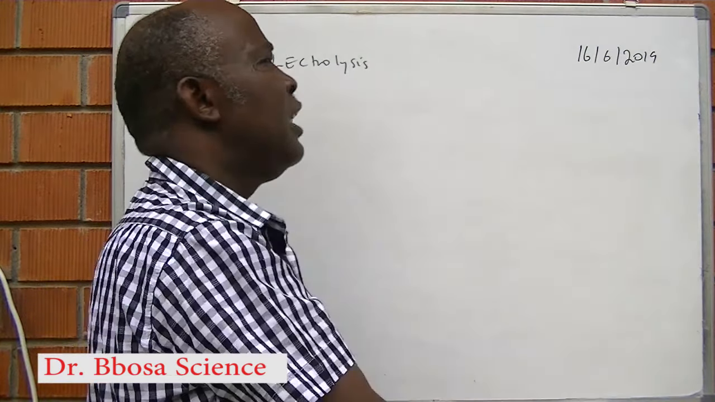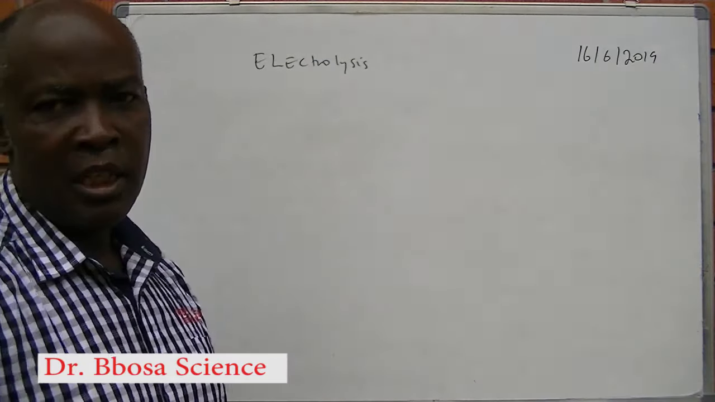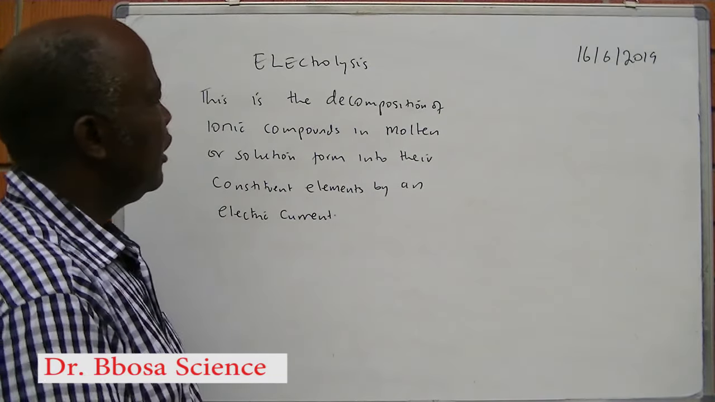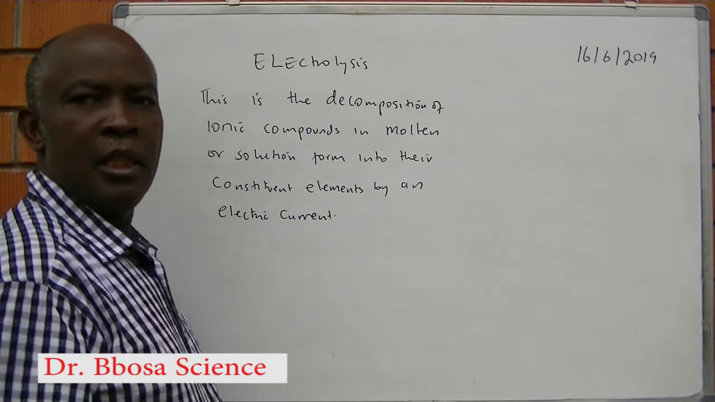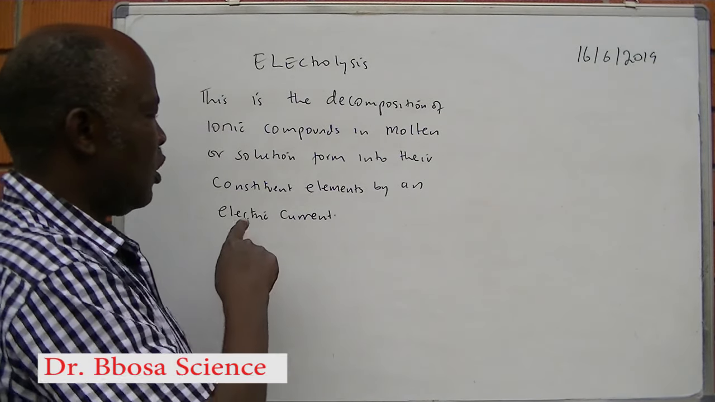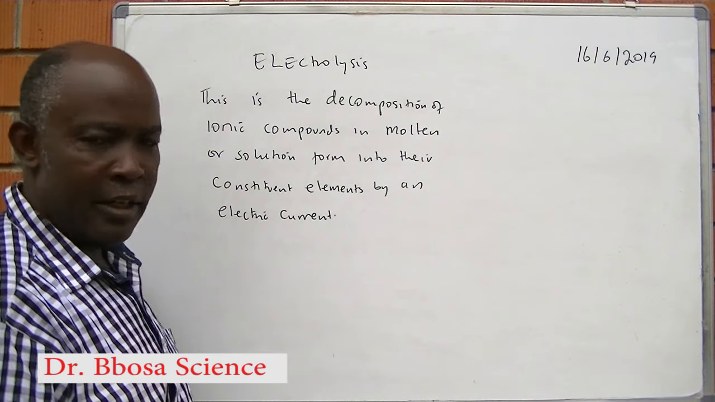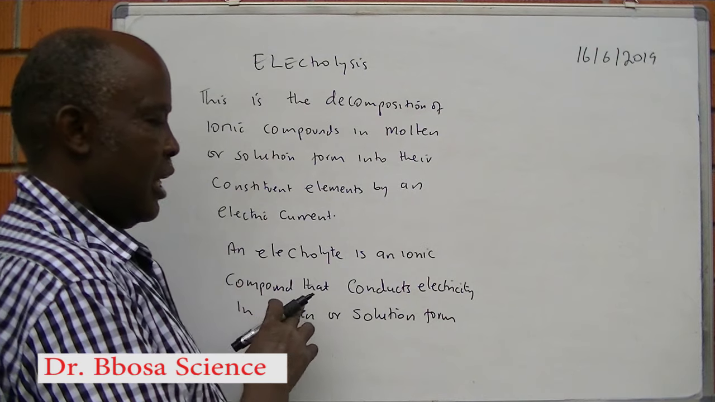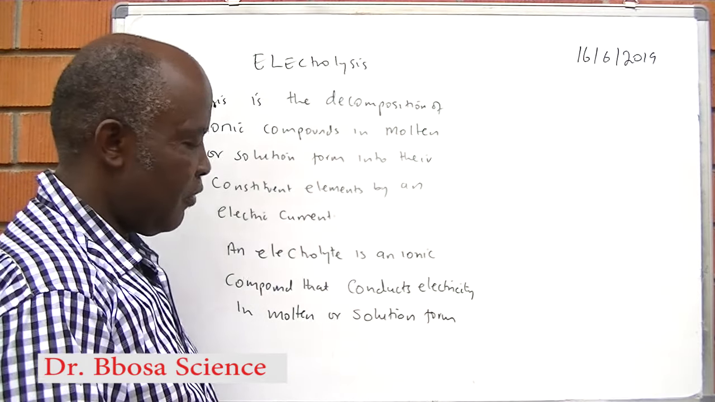Today, 16th June 2019, we are going to consider electrolysis. Electrolysis is the decomposition of ionic compounds in molten or solution form into constituent elements by an electric current. An electrolyte is an ionic compound that conducts electricity in molten or solution form.